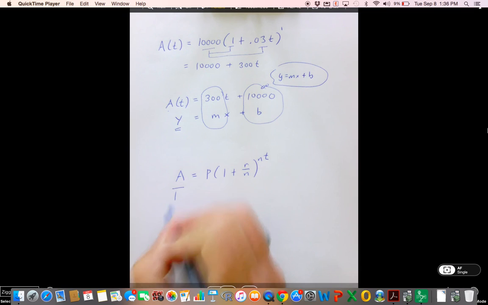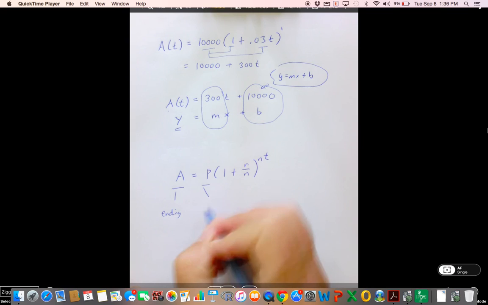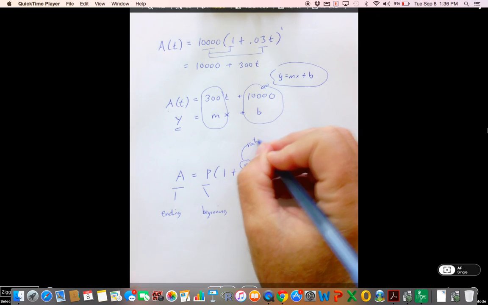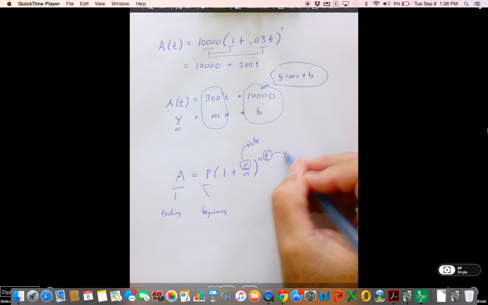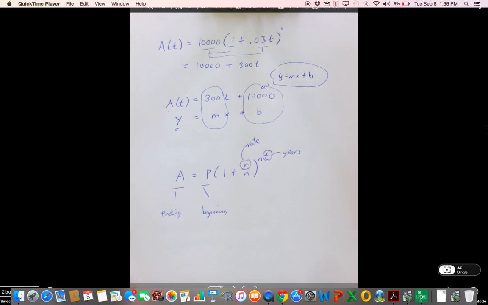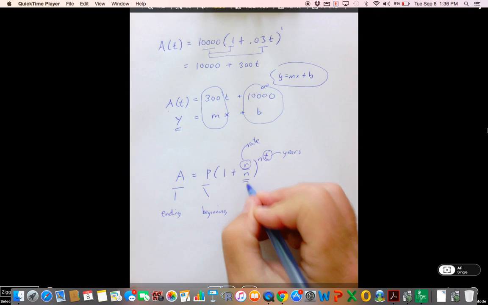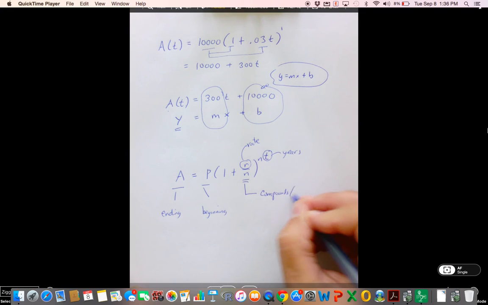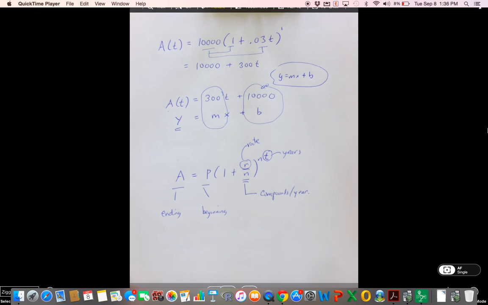So in this situation, this is still the ending balance. This is still the beginning balance. The rate is still R. T is still years. But this N that we run into is compounds per year. How many times per year do they calculate the interest that I'm earning?